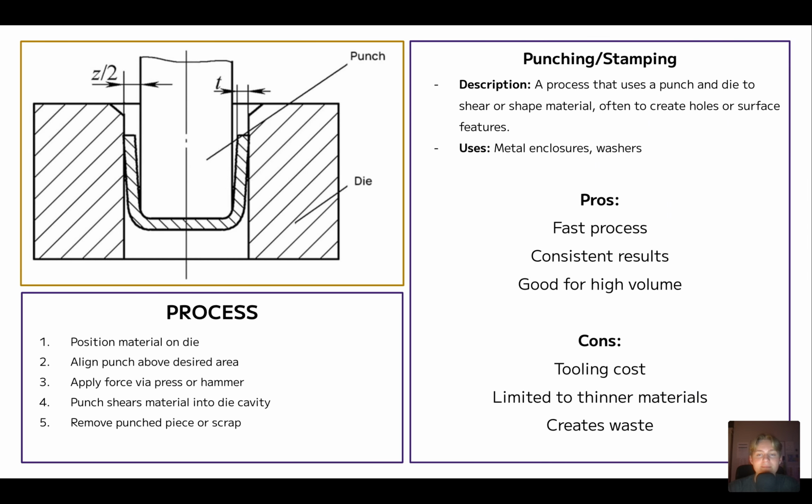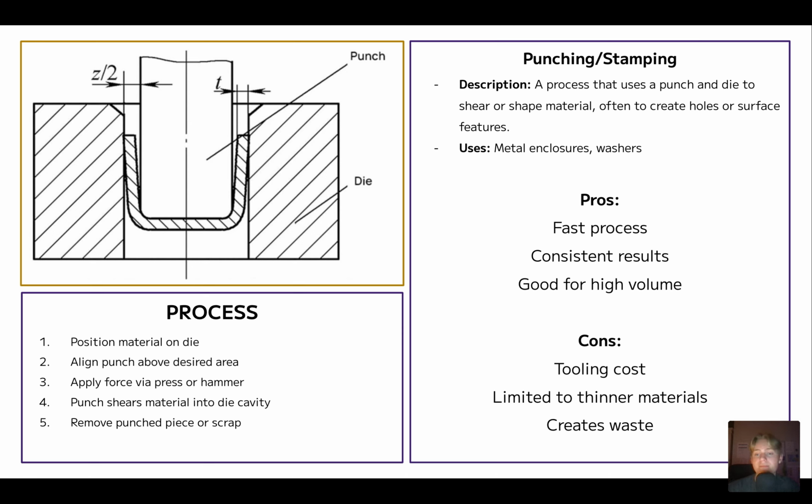Next, we're going to look at punching and stamping. So punching and stamping is a process that uses a punch and die to shear a metal or shape material, often used to create holes or surface features. So the uses of this would be for like metal enclosures or creating something like a washer. So the pros is that it is a very fast process that creates consistent results and it is good for a high volume.